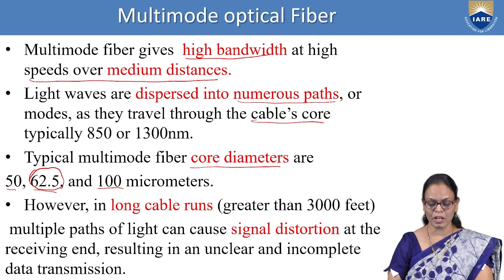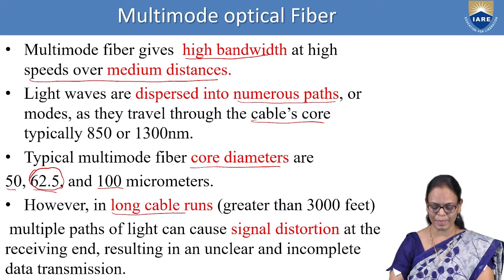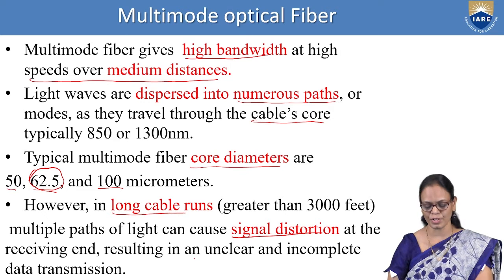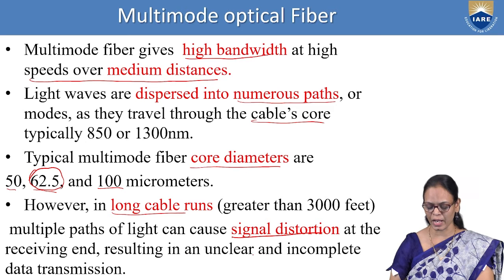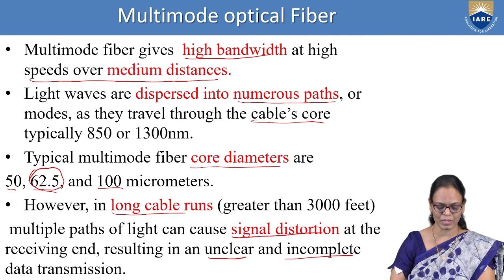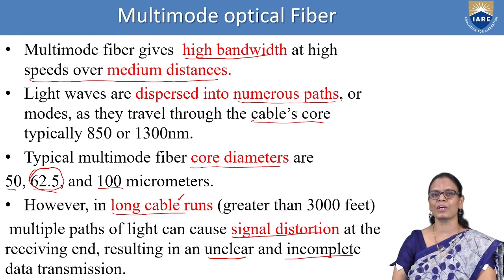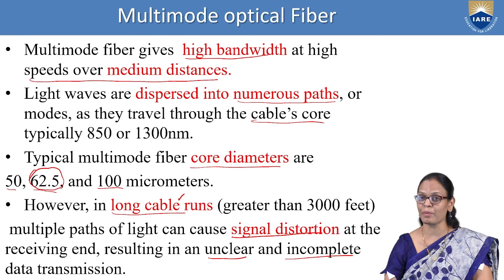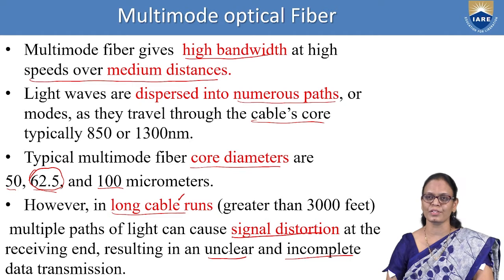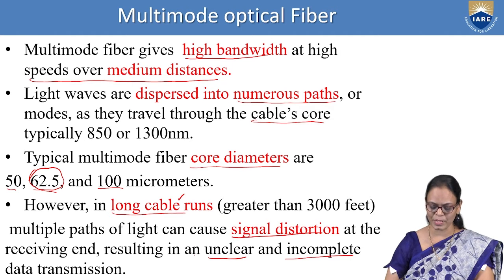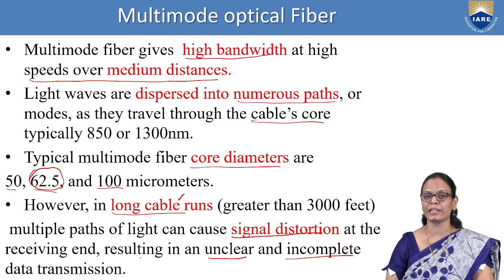However, in long cable runs, wherever we have to use long cables, multiple paths of light can cause signal distortion at the receiving end, resulting in an unclear and incomplete data transmission. So whenever we are using multimode for long distances with long cables, the signal gets distorted. Because of this distortion, the output at the end, whatever we hear or the signal we get, is unclear and also incomplete.